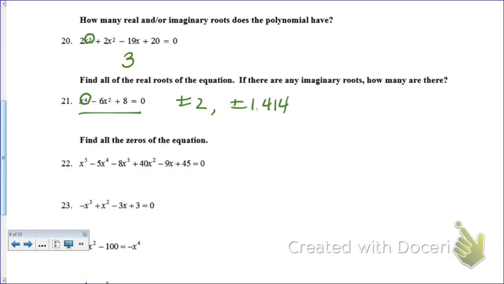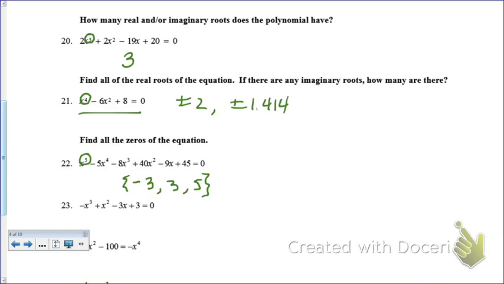Number 22, again, I want to find all the zeros. If I come across any imaginary solutions, like for number 22, I'm expecting to have 5, but my zeros are my real solutions. If you graph it on Desmos, it only crosses the x-axis in 3 places, at -3, at 3, and 5. So I only had 3 real solutions, so 3 zeros, and my other 2 would be imaginary. But I don't have to list those because it's only asking about finding the zeros.